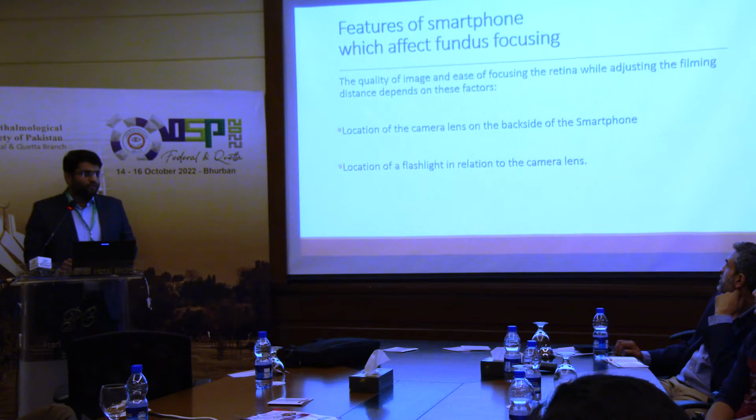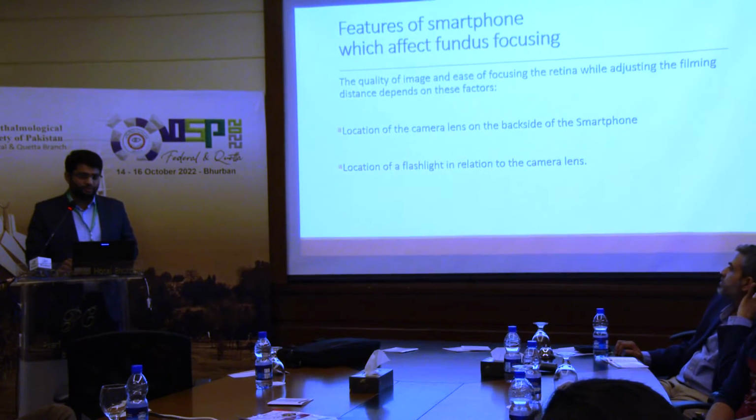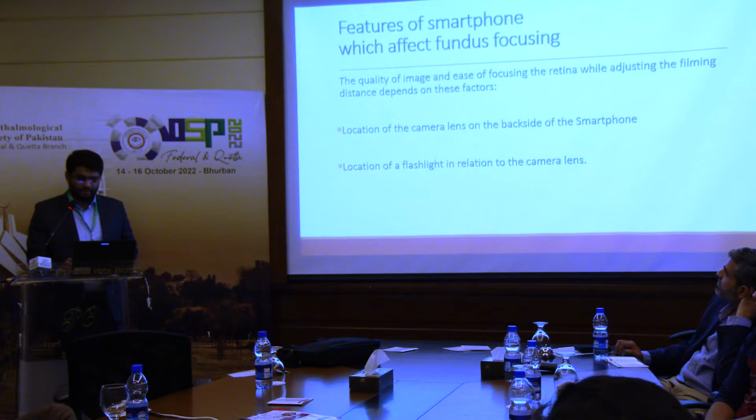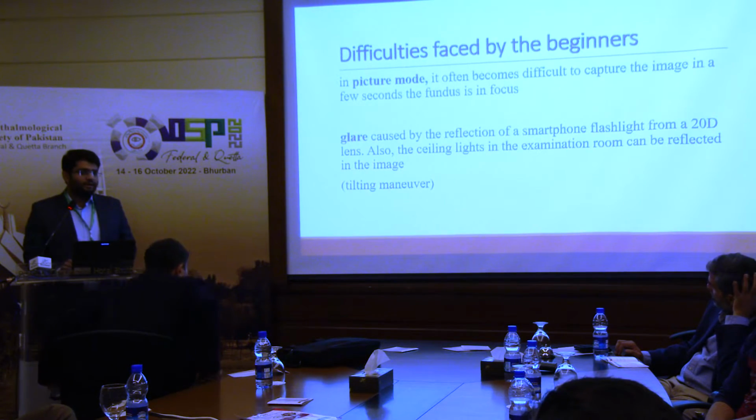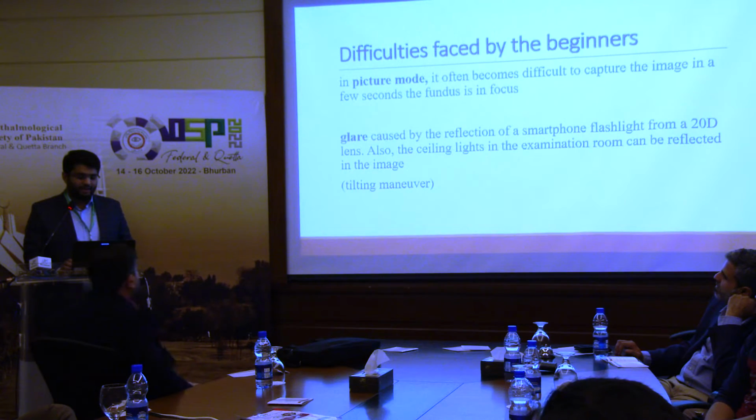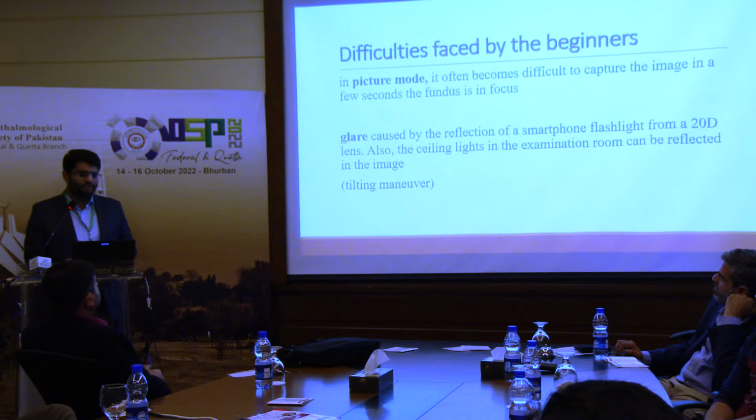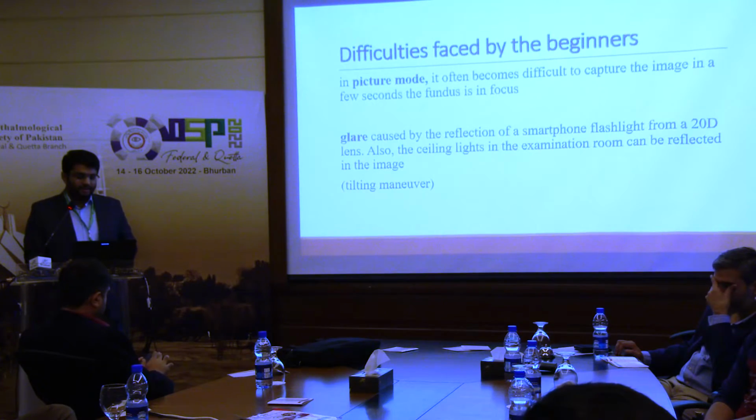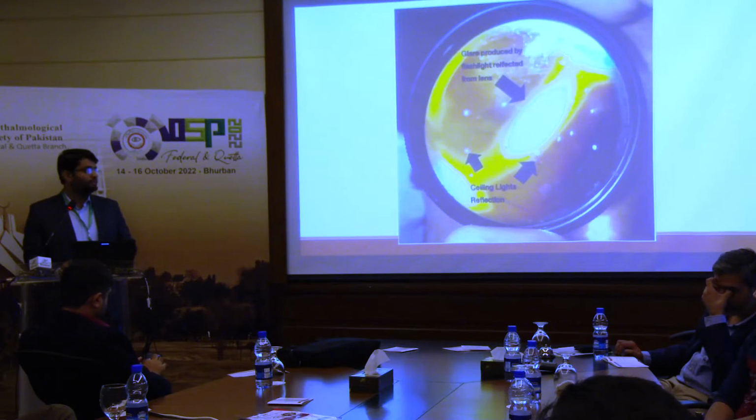Different features of the smartphone which can affect the picturing are, as I mentioned earlier, the location of the lens camera on the backside of the phone and the proximity of the flashlight in relation to the camera. Beginners who are new to this technique can face difficulty. In picture mode it is difficult to take pictures, so we can move to the video mode. Another issue is the glare, which is in fact the reflection of the flashlight from the lens and the reflection of the ceiling lights on the phone with which photography is done. This picture shows the glare from a flashlight and the ceiling image seen in the 20D lens.